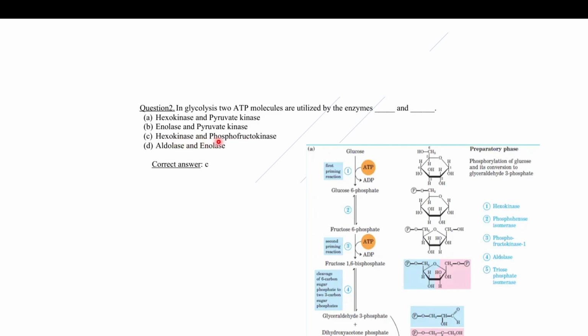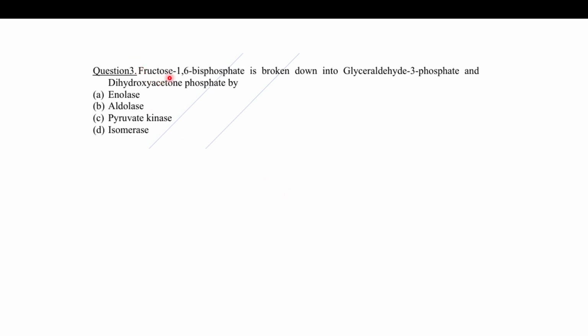Now if we talk about the kinases in question, two ATP molecules, we are talking about the glycolytic pathway here. So the option will be hexokinase and phosphofructokinase, where ATP is getting utilized. Fructose 1,6-bisphosphate is broken down into glyceraldehyde 3-phosphate and DHAP by which enzyme? The correct option is option B, aldolase. Okay.